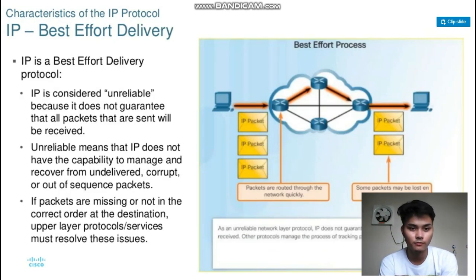So IP is best effort delivery. IP is considered unreliable because it does not guarantee that all packets that are sent will be received. In short, it cannot confirm whether what you sent arrived. For example, if you create a letter and give the letter to your friend, your friend does not know if it is coming or if it will be received.